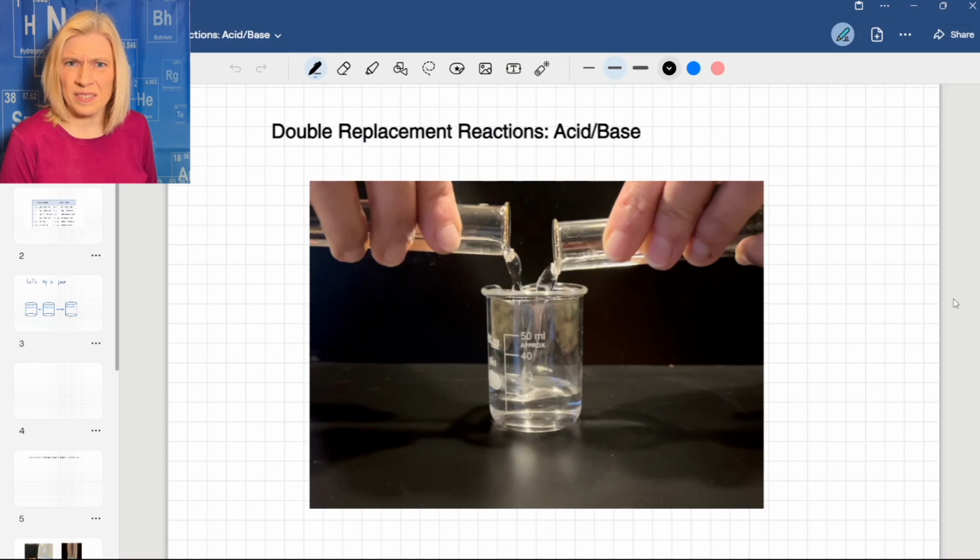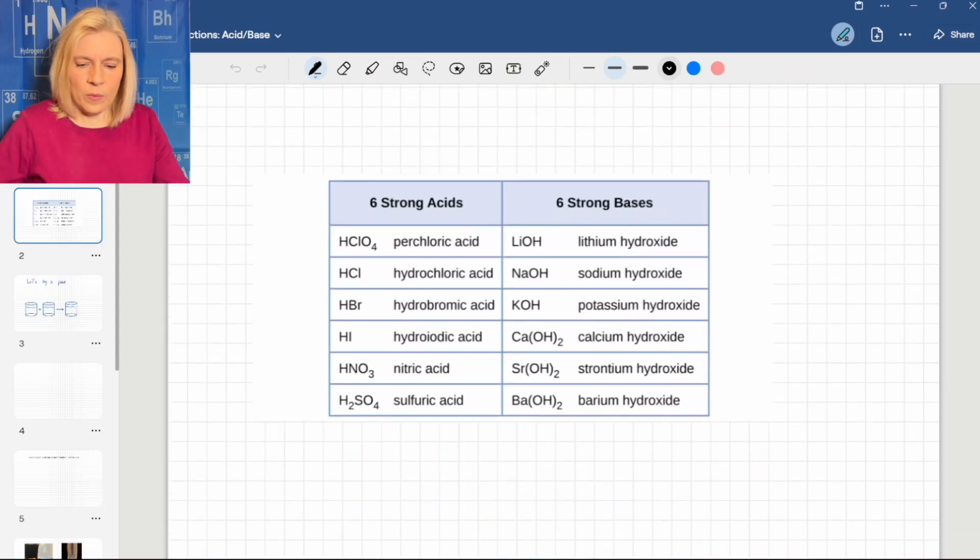Nothing is going on. When we looked at the videos of double replacement reactions, you see beautiful precipitates forming. But here, it looks like nothing happened. So what's going on? Well, let's explore this further. Here are our 6 strong acids. Here are also our 6 strong bases. And when any of them are mixed together, what will happen?